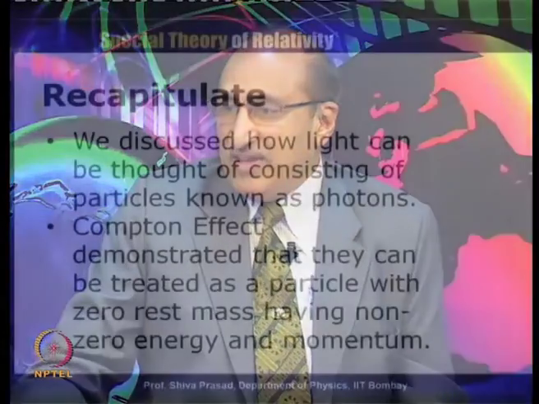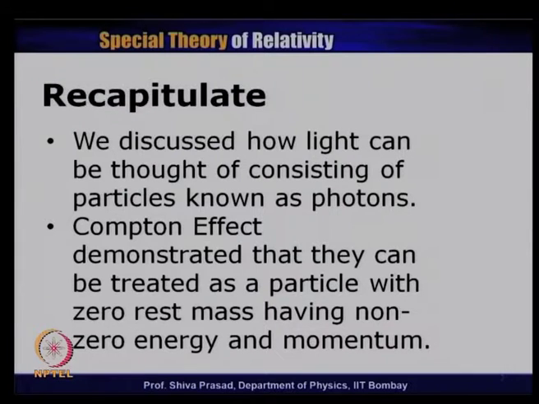Of course, we have a condition that if the particle has a zero rest mass, it must travel with the speed of light, and we know that light travels with the speed of light. So, this is consistent in saying that light consists of particles which are photons. So, this is what we have said. We discussed how light can be thought of as consisting of particles known as photons.